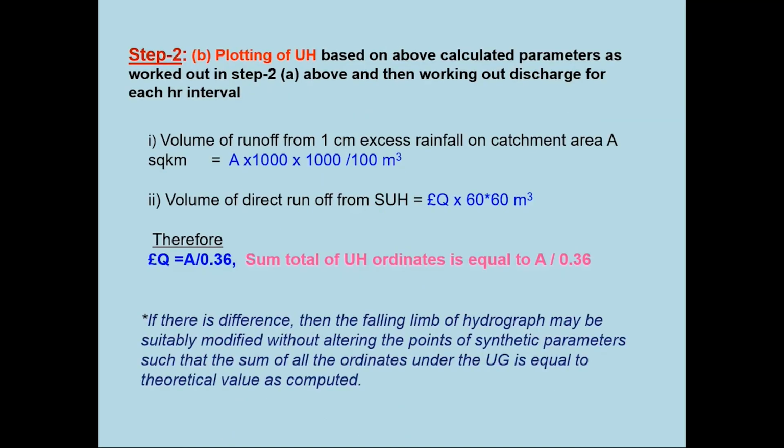Same thing has been mentioned here. If there is a difference, then the falling limb of hydrograph may be suitably modified without altering the points of synthetic hydrograph, such that the sum of all the ordinates under the UG is equal to theoretical value as computed. Without altering the points of synthetic parameters means you can adjust the falling limb a little up or down, but do not change the part that is coming up to the peak. Okay.